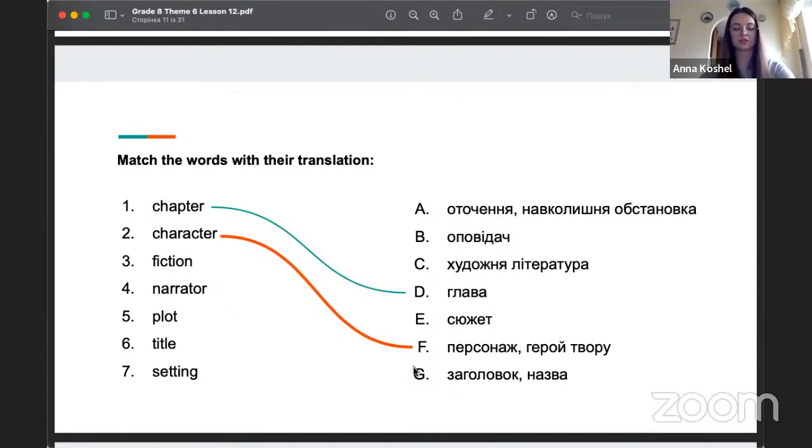Number 3, fiction. So what is fiction? We have already seen this word in the previous slide. So what do we call fiction? It's actually a genre of literature. So what exactly the genre is? This one.